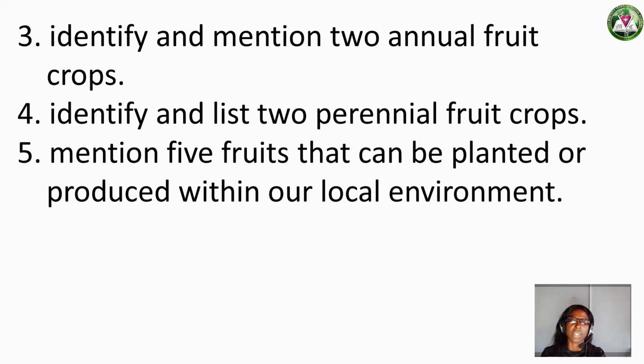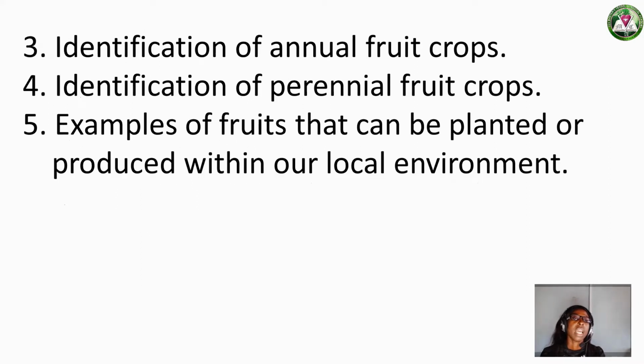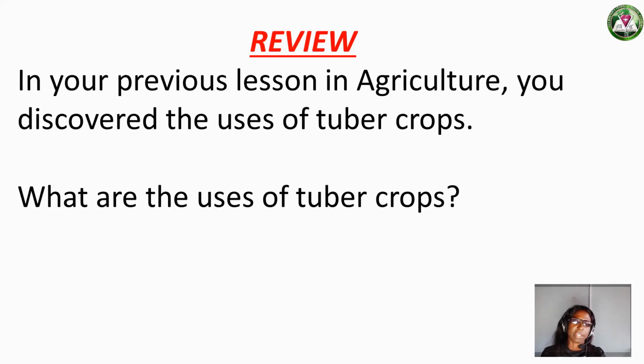These are the objectives you must achieve at the end of this lesson. Then to achieve the objectives, we will go through 5 processes. 1. Definition of fruit crops. 2. Identification of local fruit crops. 3. Identification of annual fruit crops. 4. Identification of perennial fruit crops. 5. Examples of fruits that can be planted or produced within our local environment.